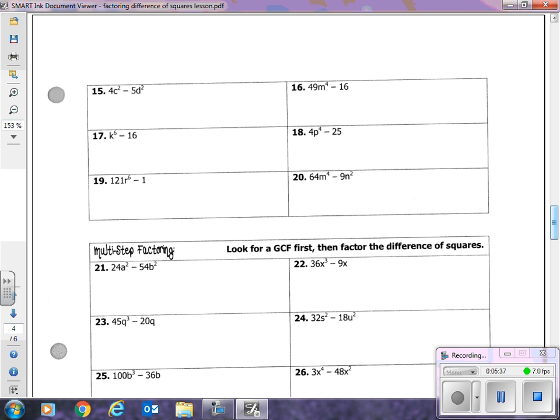When we look at number 15, we see a minus sign, so we're going to go through the process and see what we can do with this. 4c squared is 2c and 2c, plus and minus, but then we get to 5d squared. 5 is not a perfect square. You can't split it up. So this problem is prime. If you can't break it up because it's not perfect squares, it's still prime. If you can't factor it because there's a plus sign in the middle, it's prime. Those are the two instances where prime will occur.